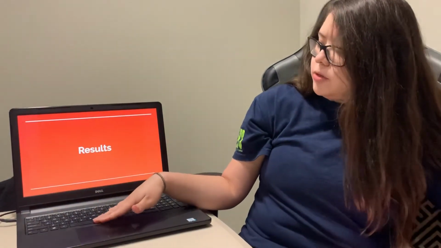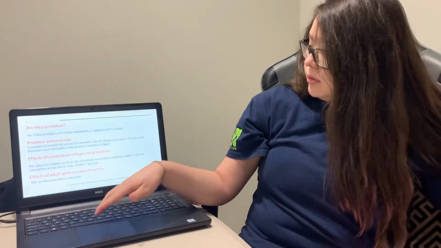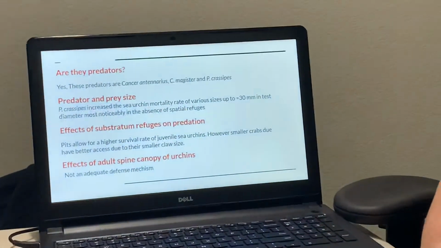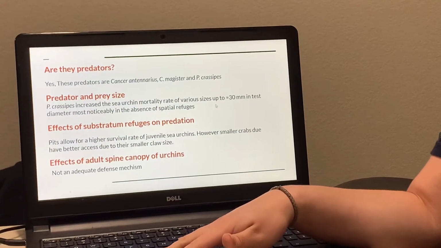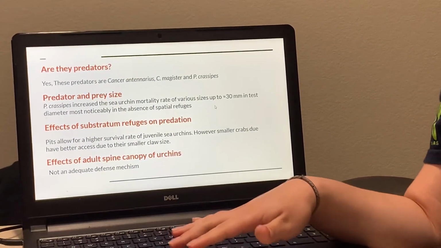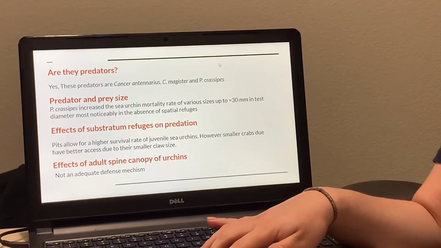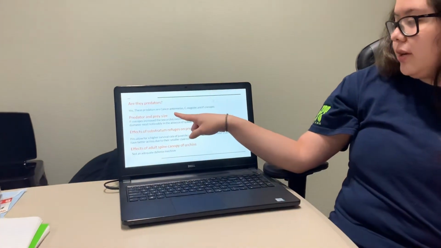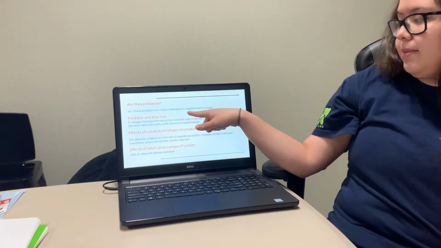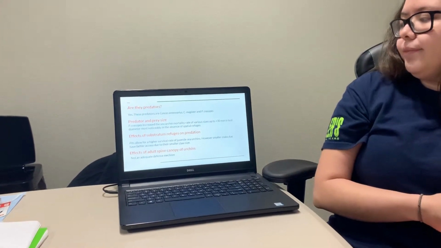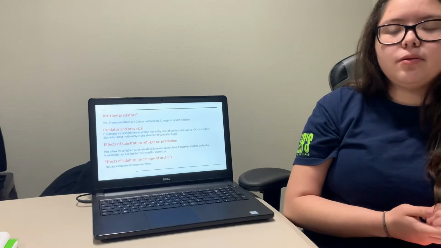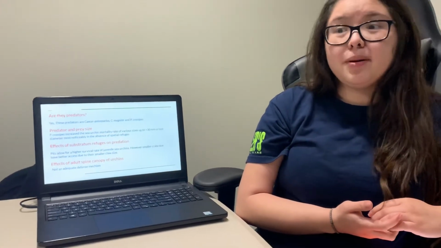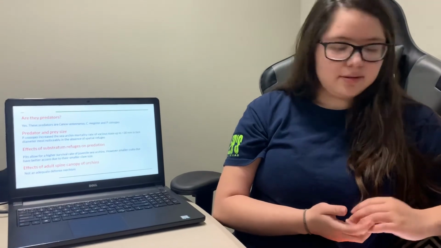Then we move on to our results. Are they predators? Yes, indeed, they are predators. Actually 3 species of crabs were identified to be predators. However, the first 2, the Cancer antennaris and the sea magister, were not able to be replicated in other experiments due to the lack of abundance in their natural habitats.